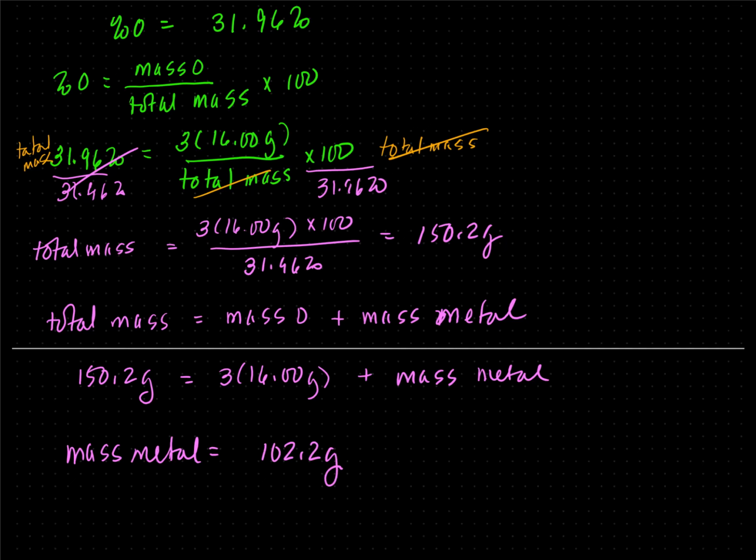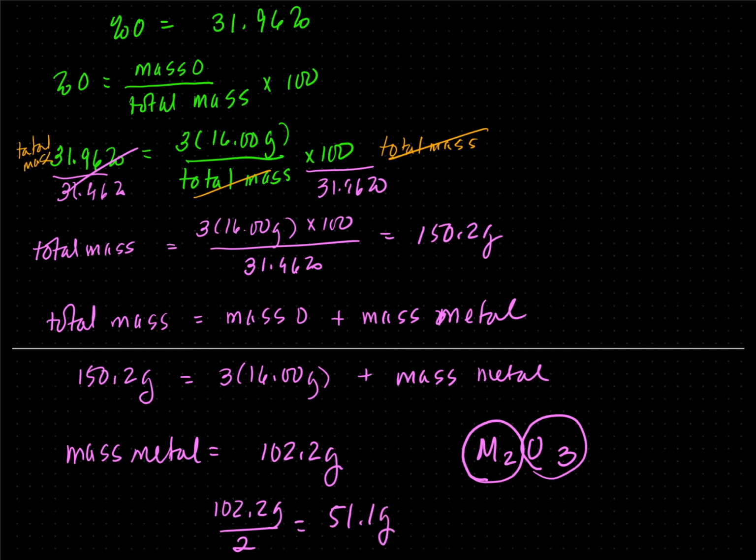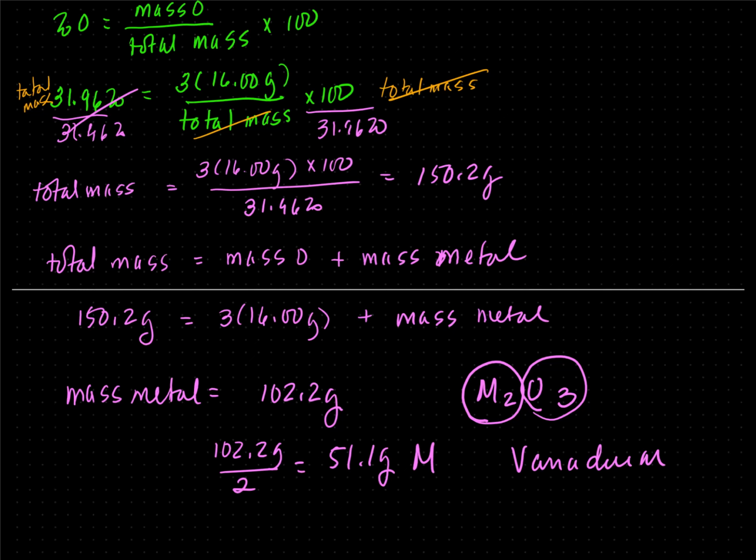But if I look at my formula, the formula was given as M2O3. There are 3 oxygens and 2 unknown metals. So what I need to do is divide this 102 total mass by 2 to get 51.1 grams of the unknown metal, which is close to vanadium. So a lot of these problems we did today are interrelated. Practice the ones in the book and the packet to get faster and to better apply the concepts.